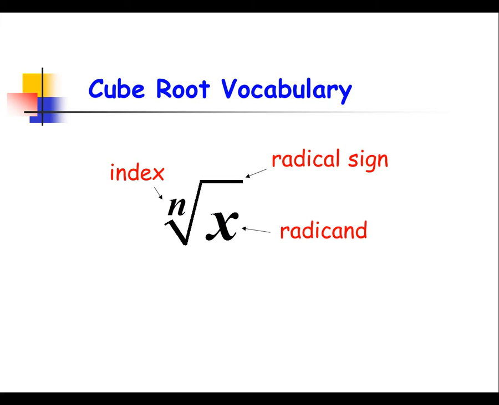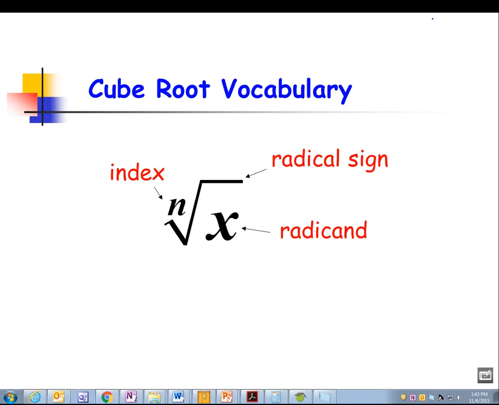The cube root. The index is the n. The radical sign goes above the radicand. Radicand. No, radicand would have an H between the A and the N.